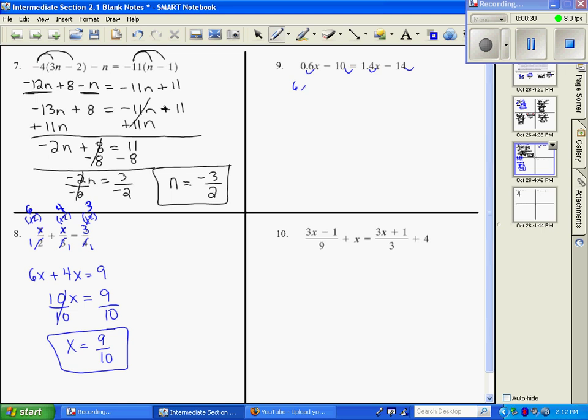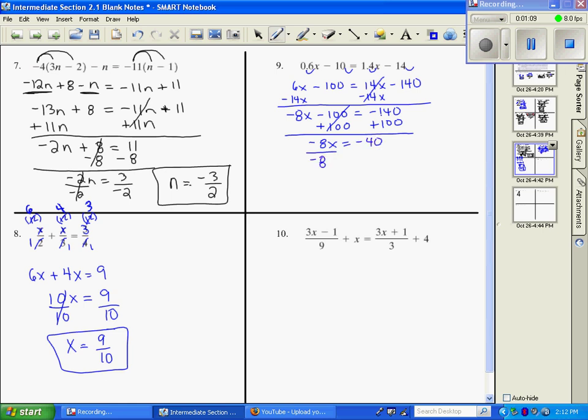Then you can rewrite this as 6x minus 100 equals 14x minus 140. Now we want to get all the variables on one side and all the numbers on the other. So if I move 14x over here, by doing the opposite of it, then I get negative 8x. Now I want to move 100 to the other side, so I'm going to do the opposite and add 100 to both sides. So I have negative 8x equals negative 40.